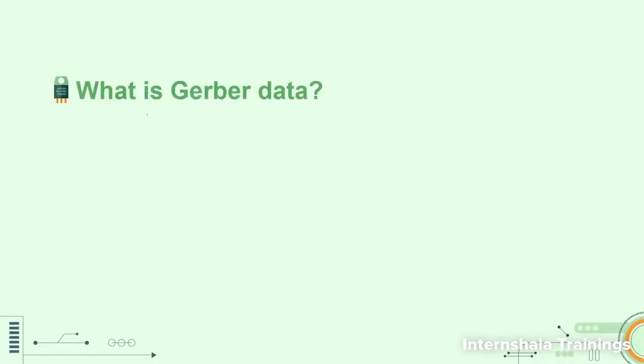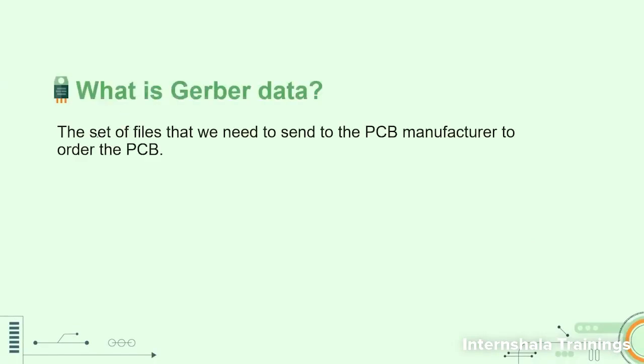So what is Gerber data? It's basically a set of files that we need to send to the PCB manufacturer to order the PCB. The PCB manufacturer is going to use those files to create the PCB. So it's going to use those files to manufacture the PCB.